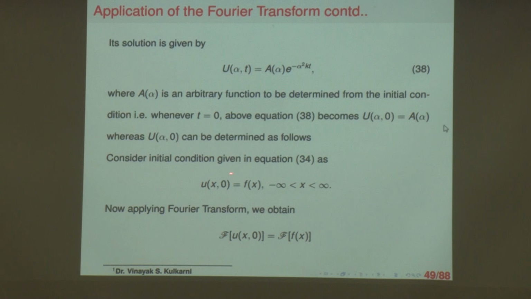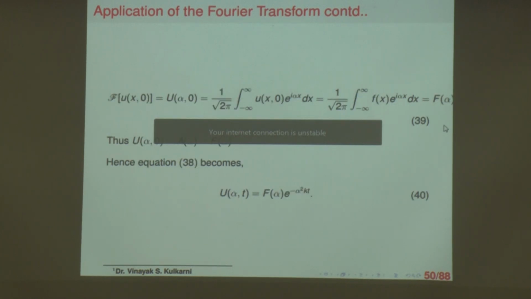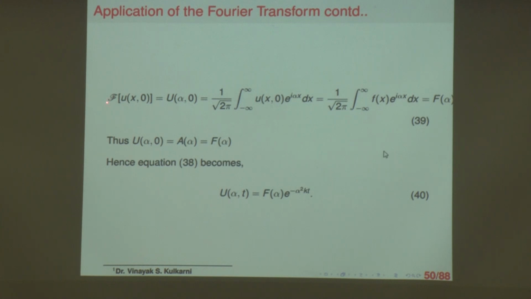U(alpha, 0) can be found by applying the Fourier transform. We have applied the Fourier transform on the original governing differential equation. At the same time, I cannot ignore the conditions given. The condition given is the initial condition, so on the initial condition also I will have to apply the Fourier transform. So here I am going to apply the Fourier transform over this u(x, 0) and the Fourier transform over f of x. So let us solve this one. This is the Fourier transform operator on u(x, 0).